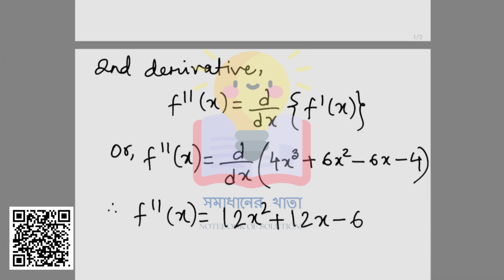Now, we will find the second derivative. For that, we have to differentiate the first derivative once to get the second derivative. We already determined the first derivative. We have to differentiate it. We know how to differentiate, and we will get the second derivative, which is 12x squared plus 12x minus 6.